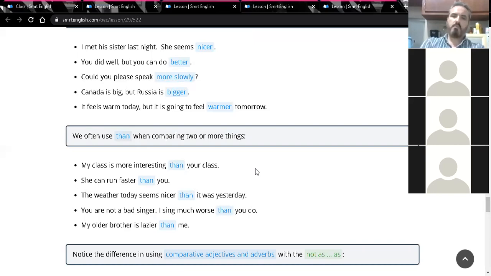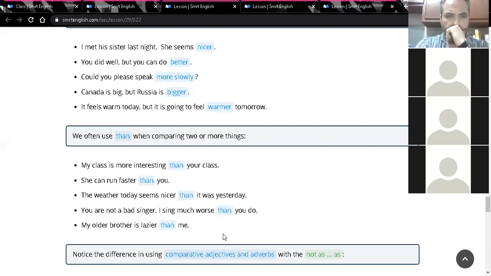She can run faster than you. The weather today seems nicer than it was yesterday. Now, where am I gonna place than? You're gonna place than just after the adjective or the adverb you're using to compare. You're not a bad singer. I sing much worse than you do. My older brother is lazier than me. So I'm gonna use than with this type of adjectives, the ones that end with er or have more in the adjective.